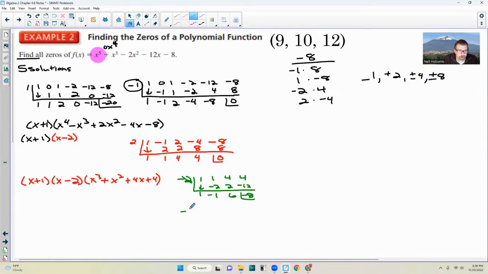I'm going to use negative 4. Negative 4 will make this thing oscillate between positive and negative. So it's 1, 1, 4, 4. That gives us a better chance of hitting 0. Bring down a 1. Negative 4 times 1 is negative 4. 1 plus a negative 4 is negative 3. Negative times a negative is positive. 4 times 3 is 12. 4 times 12 is 48 times a negative 4. This is getting really big. It doesn't work. Okay.